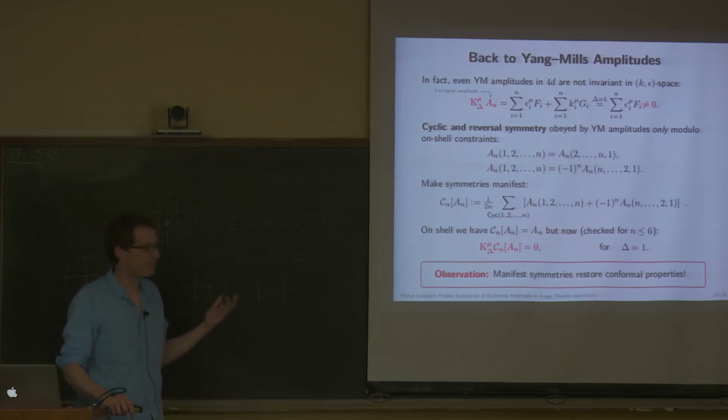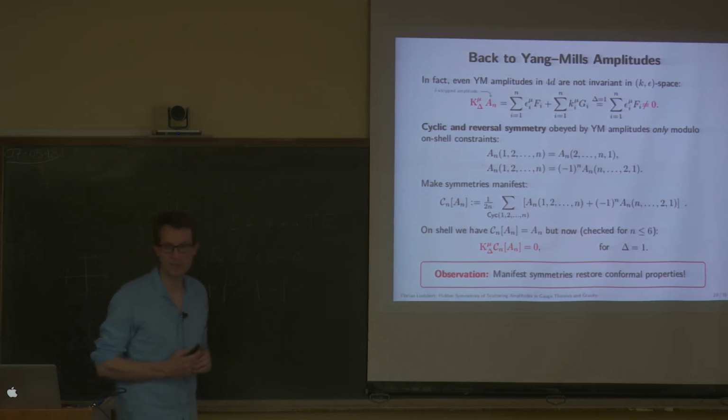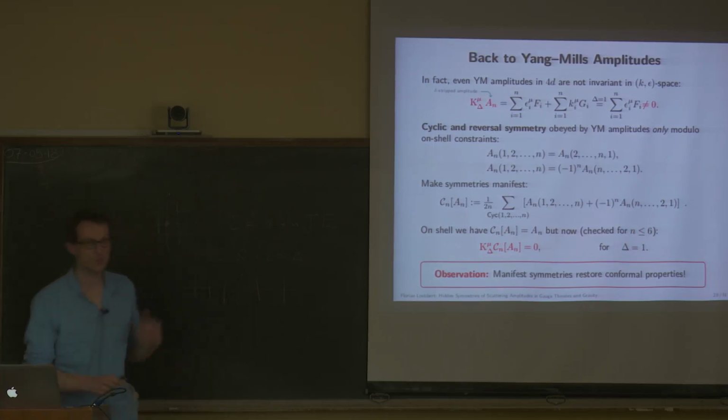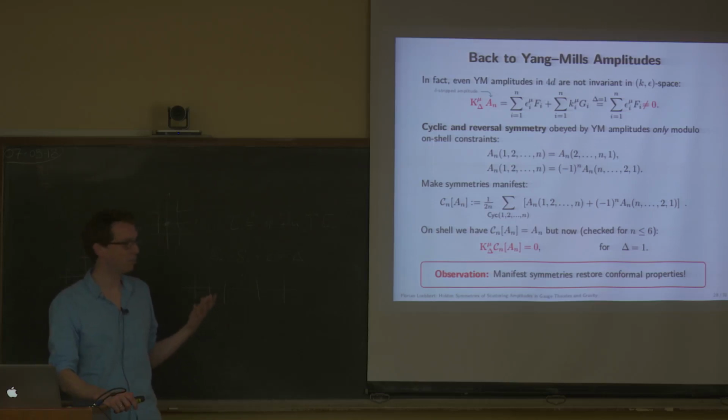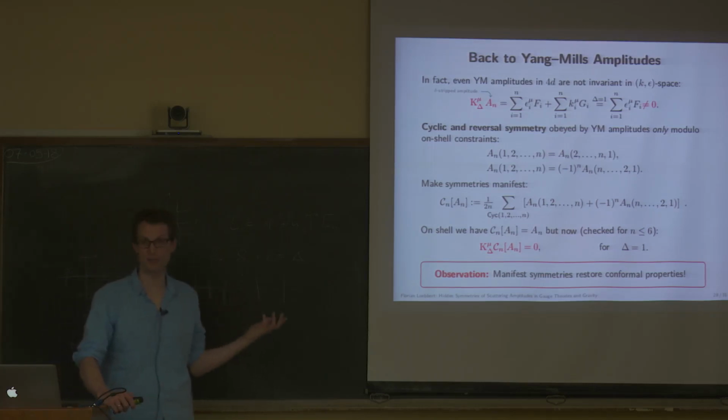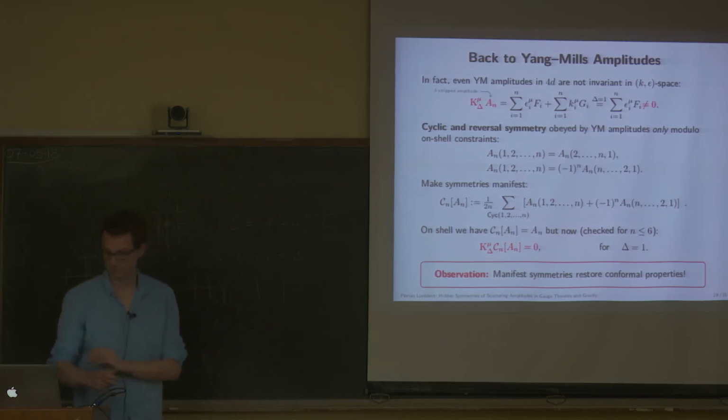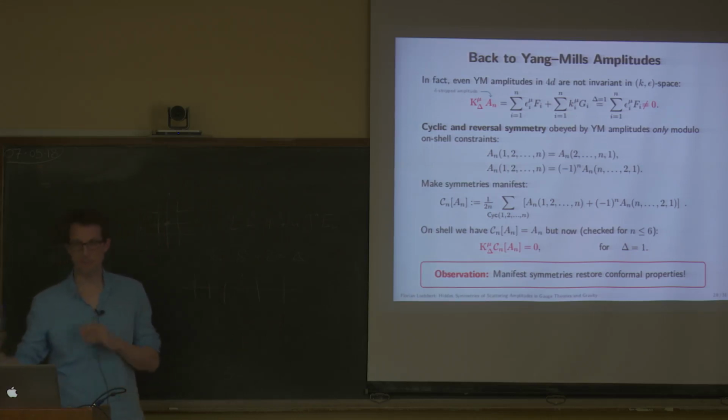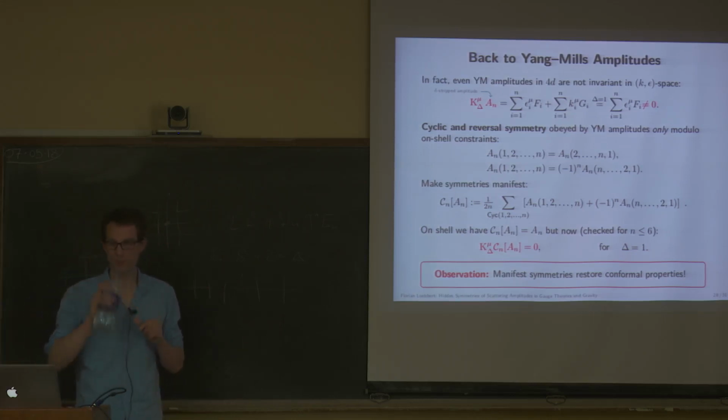So on-shell, this is not an interesting thing. What's interesting is that now, indeed, I find that the special conformal generator annihilates this symmetrized object for scaling dimension delta equal 1. So in this empirical way, I find that my conformal symmetry is restored by making these permutation symmetries manifest. But in the first few slides, when you talked about scaling amplitudes to have a conformal symmetry, is this what you meant?